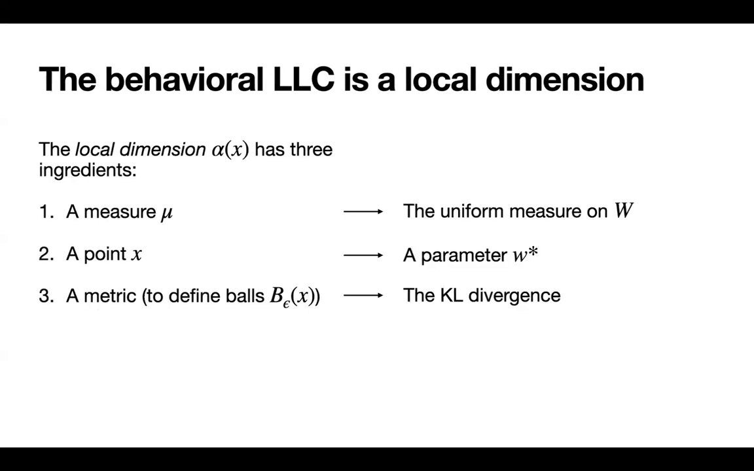For the measure, we have the uniform measure on parameter space. Or if you want to be Bayesian about it, you can use your prior distribution, so long as it's supported everywhere on your parameter space, which we're implicitly assuming to be compact. We need this point x, so we're going to use a parameter w star, and we need a metric.